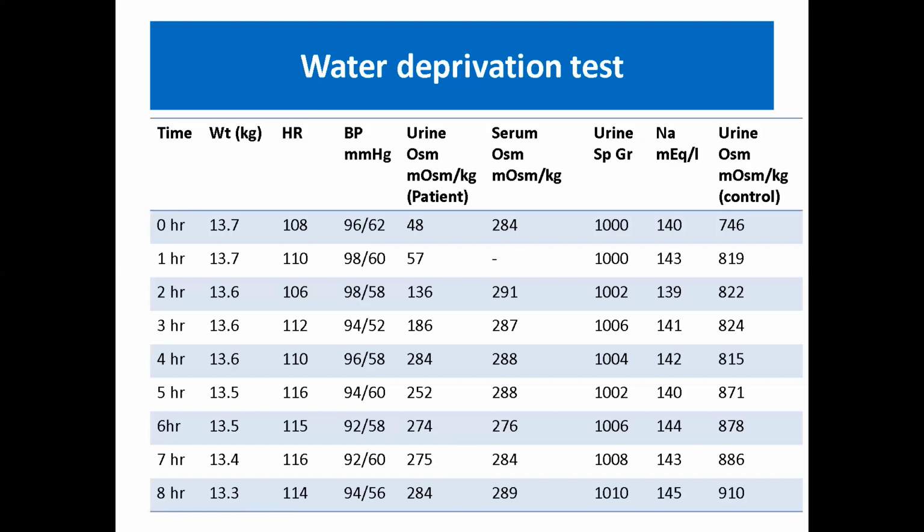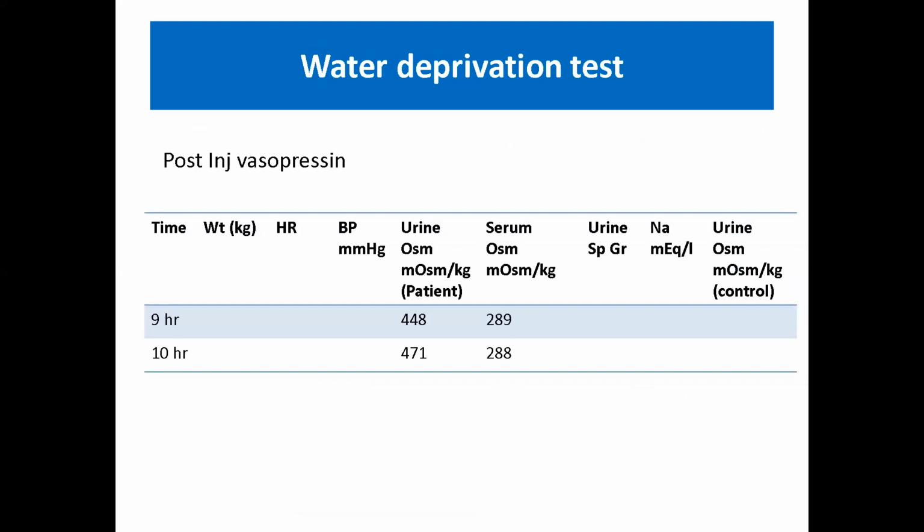So this was one reason for terminating it at this point. However, at this point, the urine was still not concentrated. So we gave a vasopressin challenge. We injected vasopressin, and in the subsequent urine osmolarities there was an increase of more than 50% from the prior, with serum osmolarities remaining normal.